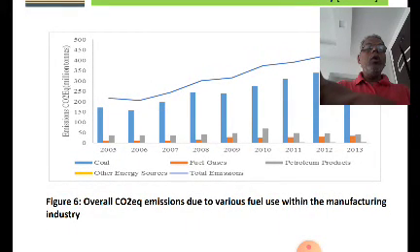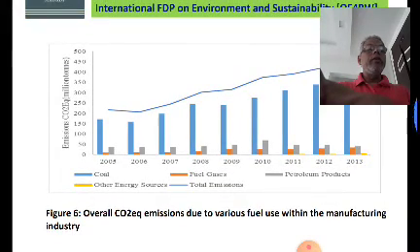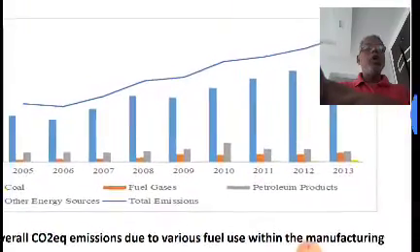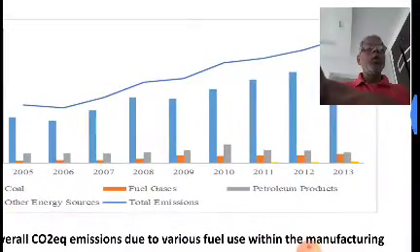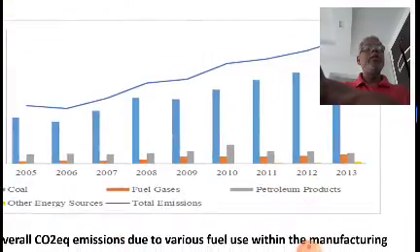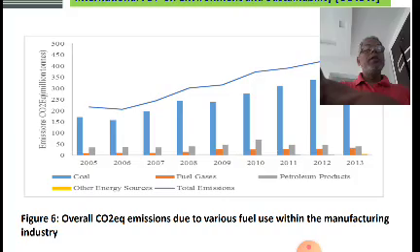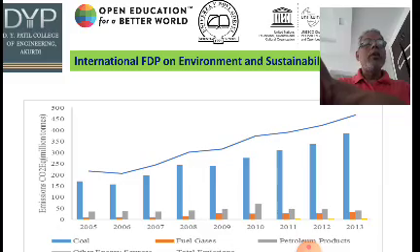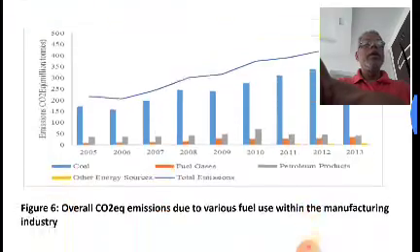Then here is the overall carbon dioxide equivalent emission due to various fuels used within the manufacturing industry, and you can see the most dominant fuel is coal, and the second one is fuel gases. But coal is the most dominant fuel, by which CO2 emission is very high, and in 2013 you can see it goes on increasing.